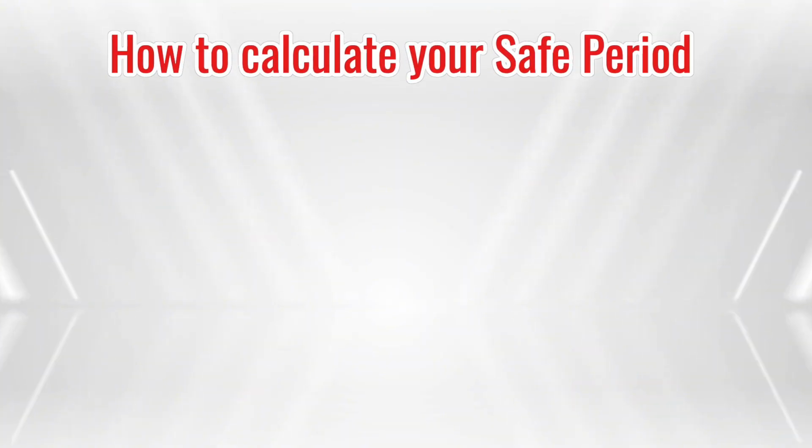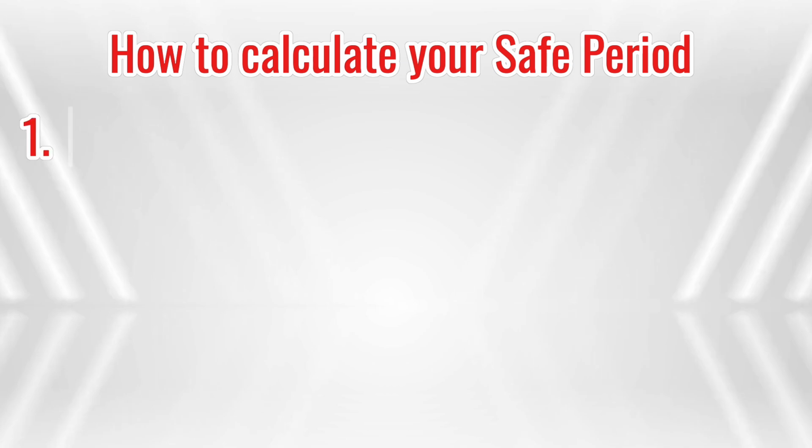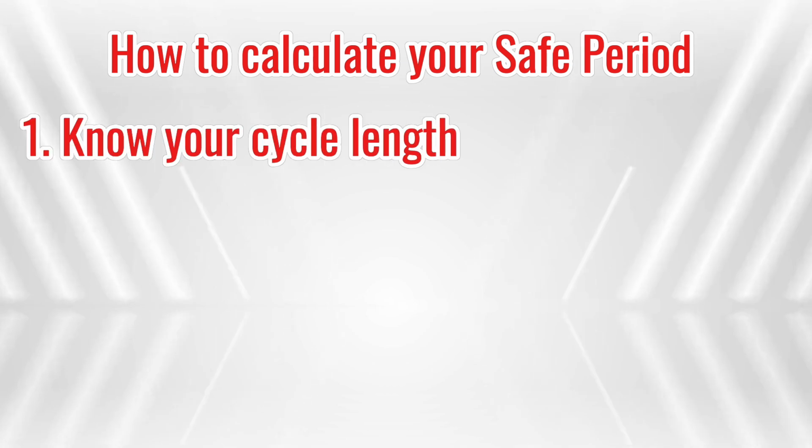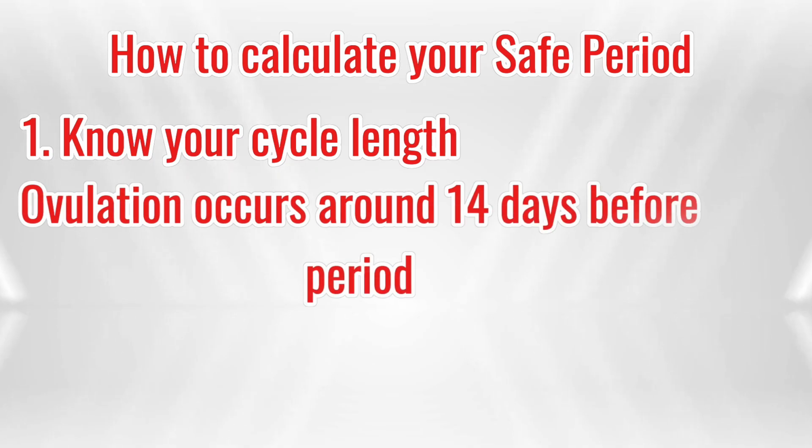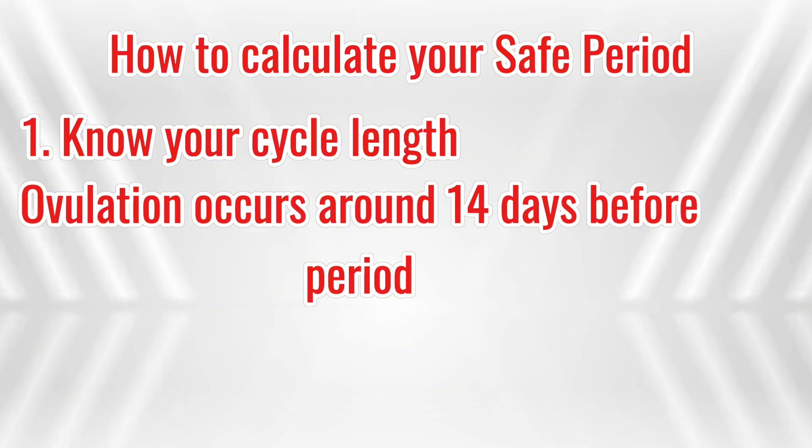Now, how do we calculate this correctly? To calculate this, you need to know your cycle length as a woman. It's very important, because ovulation, like I have explained, normally happens around 14 days before your next period. It doesn't always happen on the 14th day of the cycle. It happens 14 days before your next period.